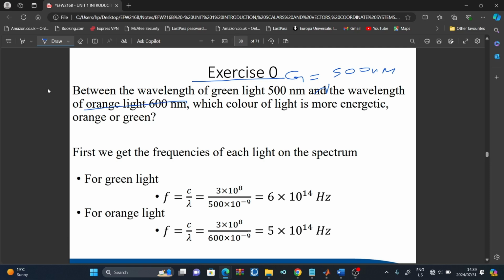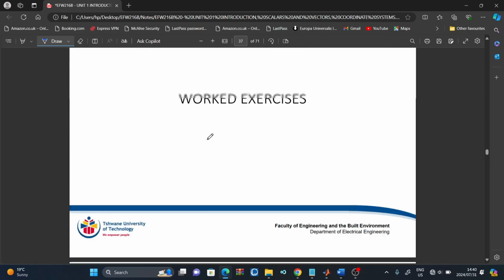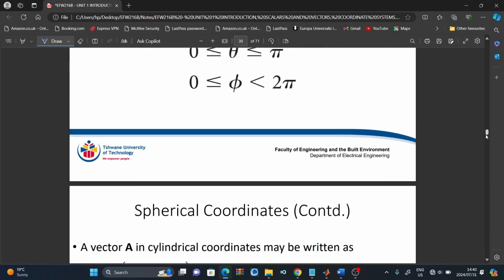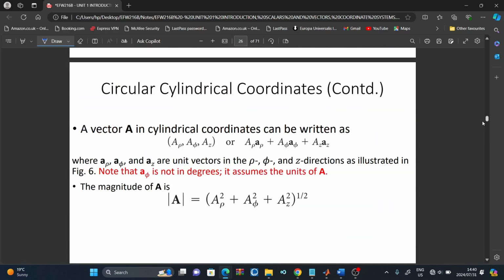This one is quite simple, where they just ask you to get the frequency, and the formula is already given. You use this formula of frequency times lambda, where your lambda is given, and your speed of light is 3 times 10 to the power of 8. That is your speed of light.